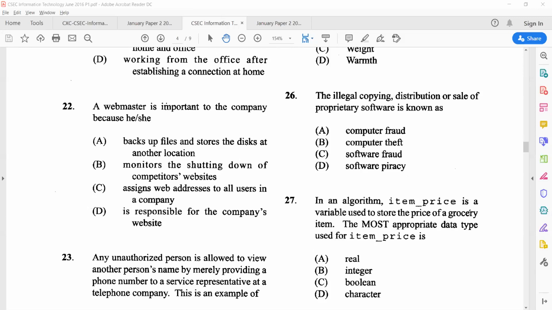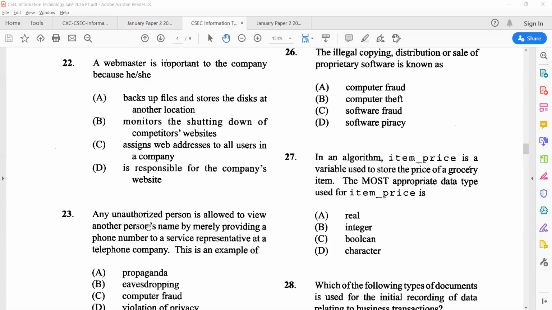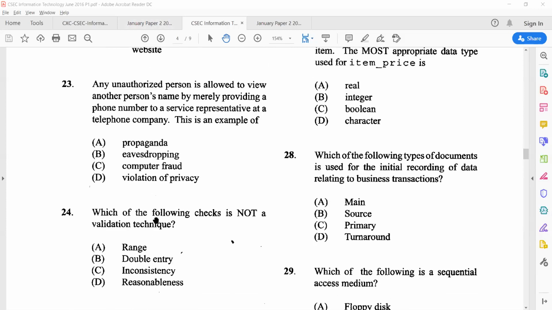Okay, read through the question and the answers. Backs up files and stores disks at a location. No, that has nothing to do with that job role. Monitors the shutting down of competitors' websites. No, I mean, you're not going to be doing that. And assigns web addresses to all users in the company. You don't do that. Right, so the answer for that is D. All right, let's move on.